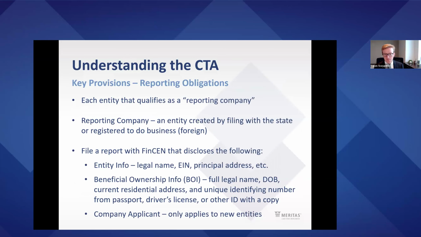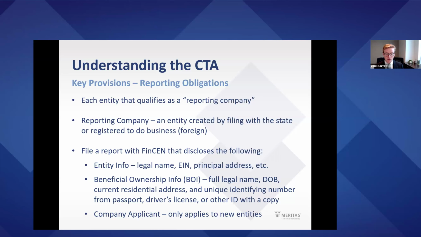For each reporting company that has to file, you file a report that includes the following information. Number one, information on the entity. That would be the legal name of the entity, the entity's EIN, the principal address, and some other elementary information about that entity. The entity also has to file information on its beneficial ownership, and we'll talk about this in greater detail later in the presentation. For each beneficial owner, that includes the full name, the date of birth, current residential address, which has to be updated, just like all the other information when it changes, and a unique identifying number from either a passport, a driver's license, or some other kind of government-issued ID.